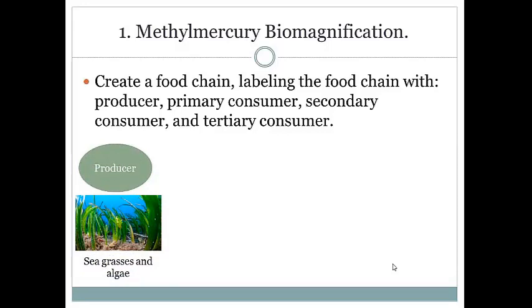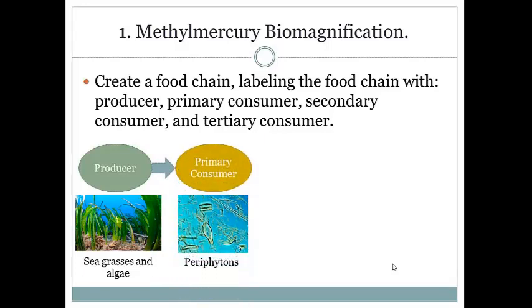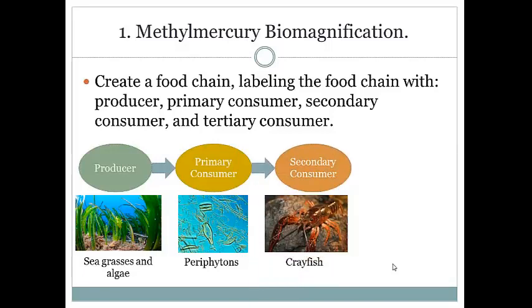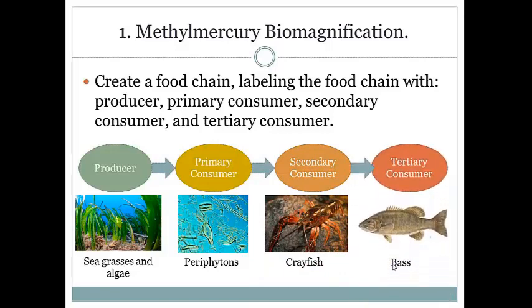In this particular example, these are going to be seagrasses and algae. So these are photosynthetic organisms that use sunlight to make food. The arrow goes in the direction of the energy flow. So the primary consumers eat the primary producers. And the organism that's going to represent this is the periphytons. Periphytons are consumed by crayfish, and crayfish are consumed by our tertiary consumers, which is going to be a bass in this example.